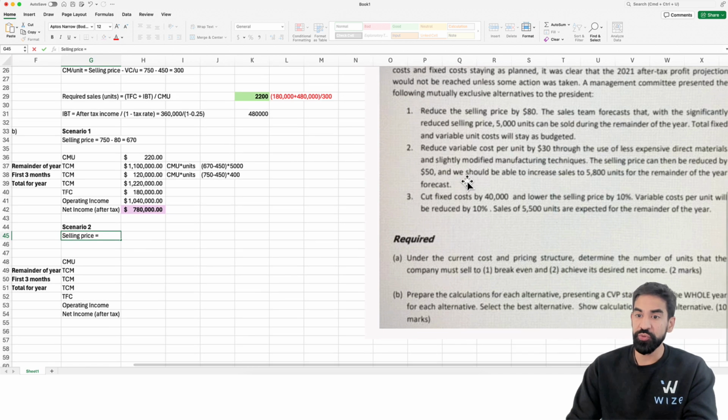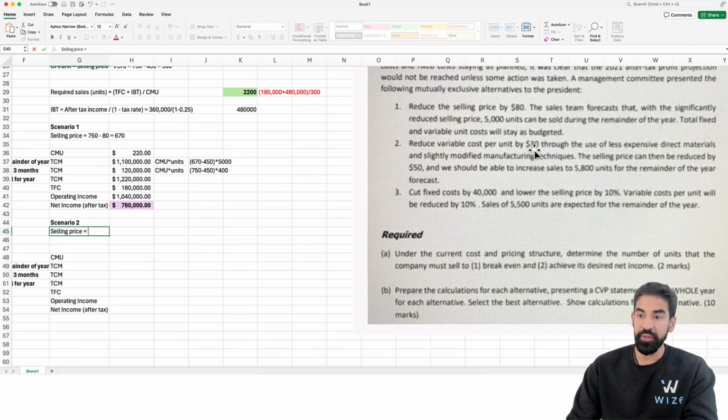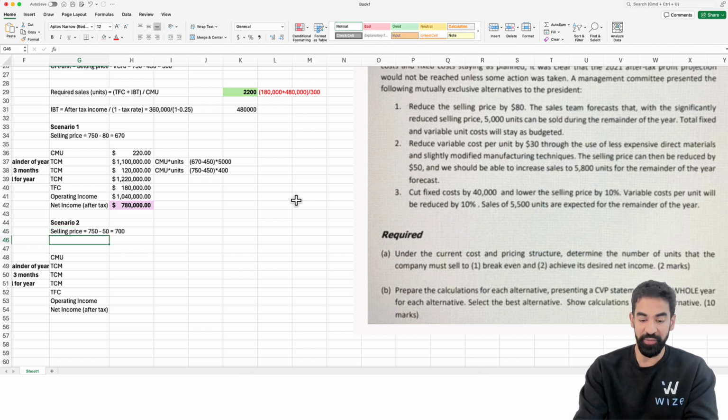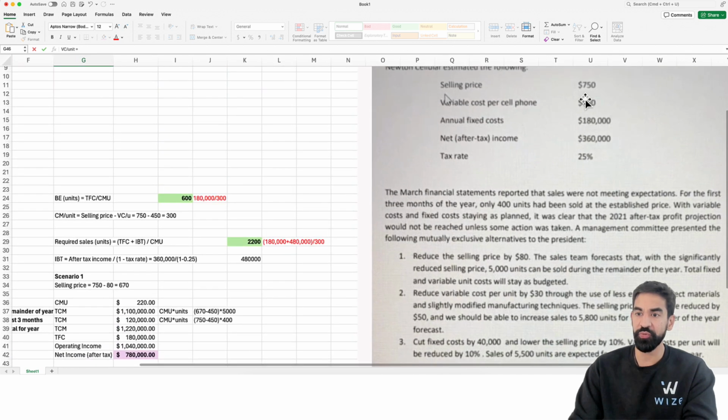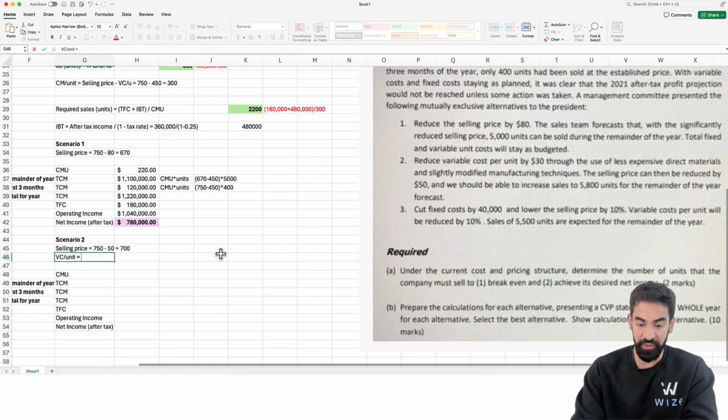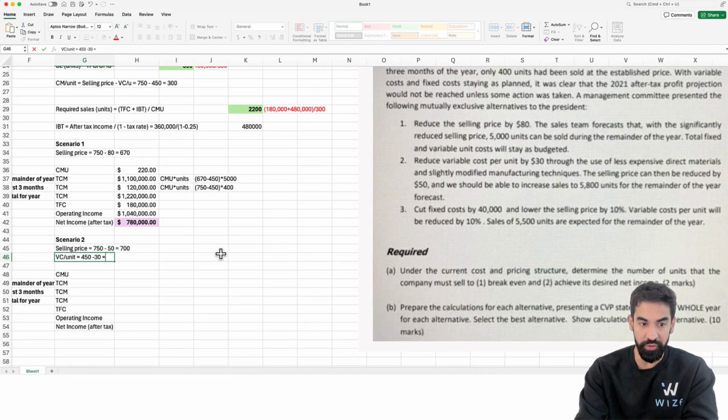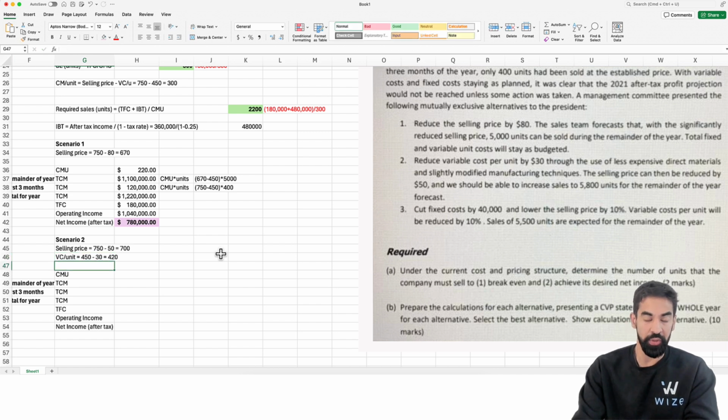Well, they said reduce variable cost per unit by 30, and the selling price can then be reduced by 50. So that means the selling price used to be 750. So now minus 50, the new selling price is going to be 700. And before, the variable cost per unit was staying the same, now they're saying it's going to reduce by 30. So what did it used to be? It used to be 450. So now it's going to be 450 minus 30. So the new variable cost per unit is going to be 420.